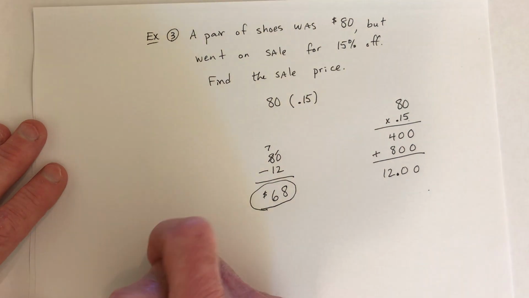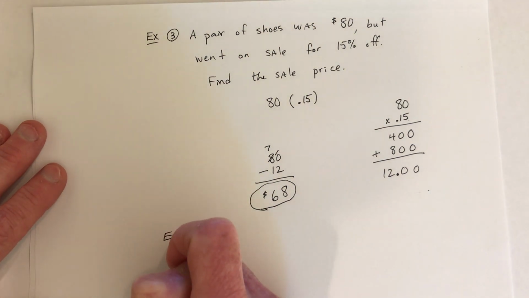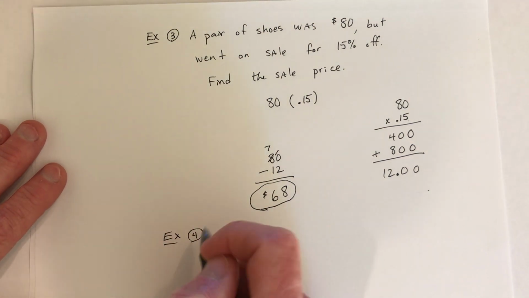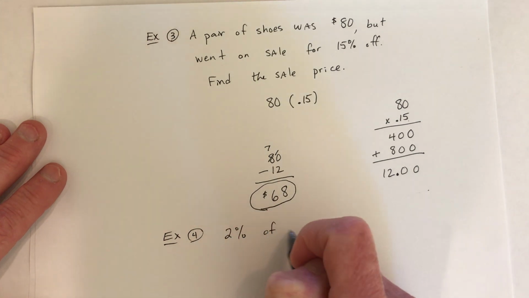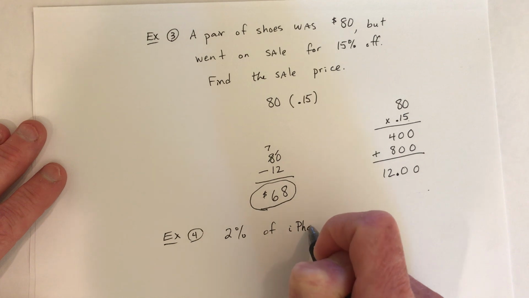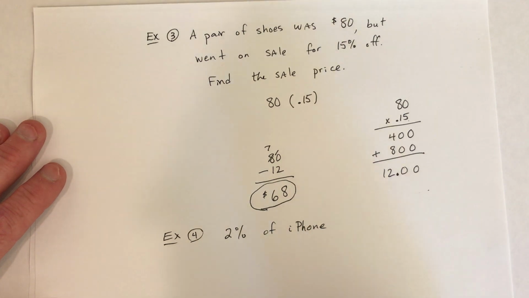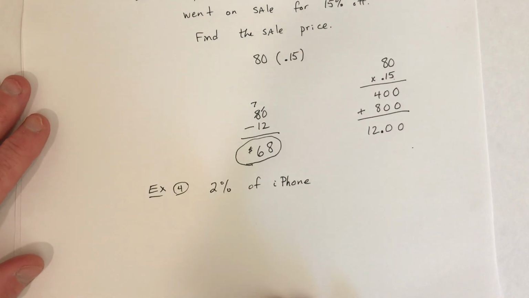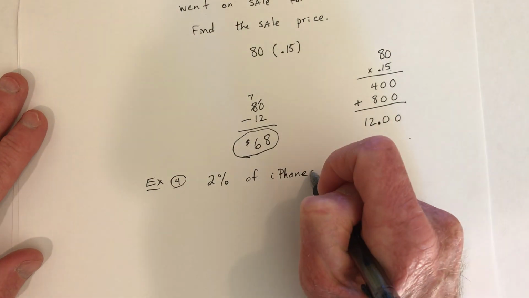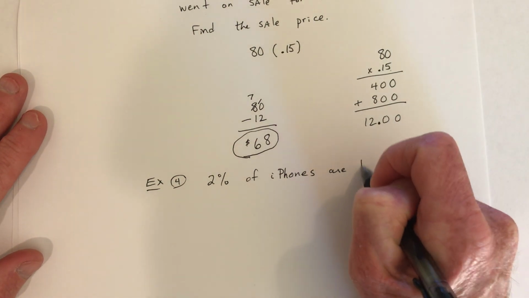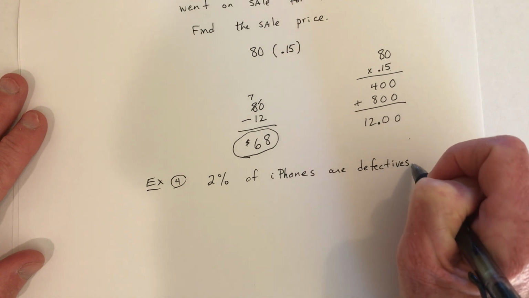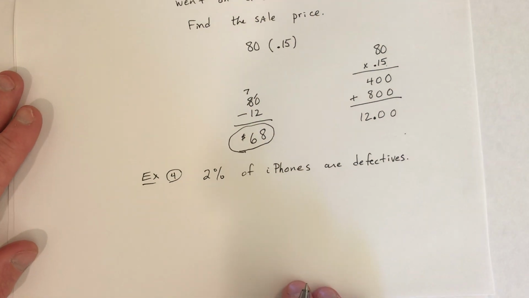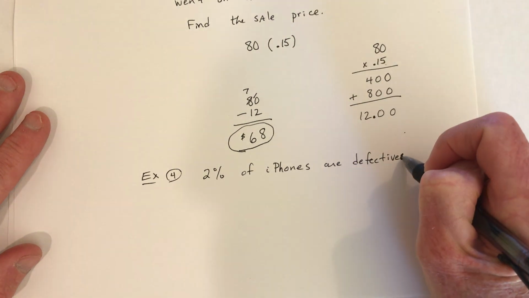Then for example number 4, let's say that 2% of iPhones, when they make them in the factory, they of course have to test them before they send them out. And let's say that 2% of iPhones are defective. I don't know what the actual percent is. I'm sure that Apple is not going to tell me. Not defectives, just defective.